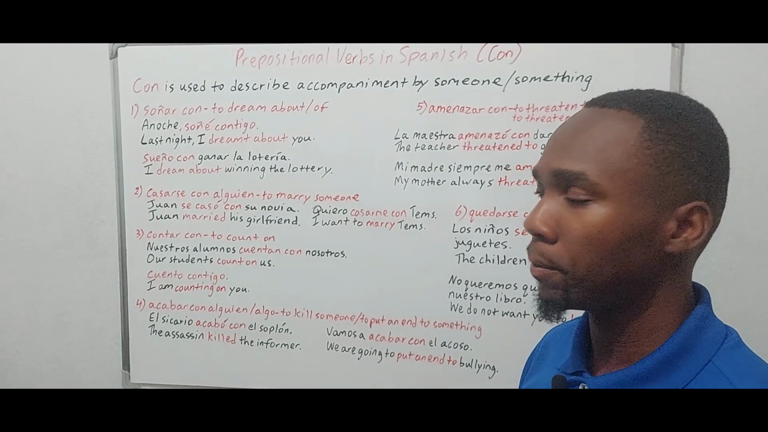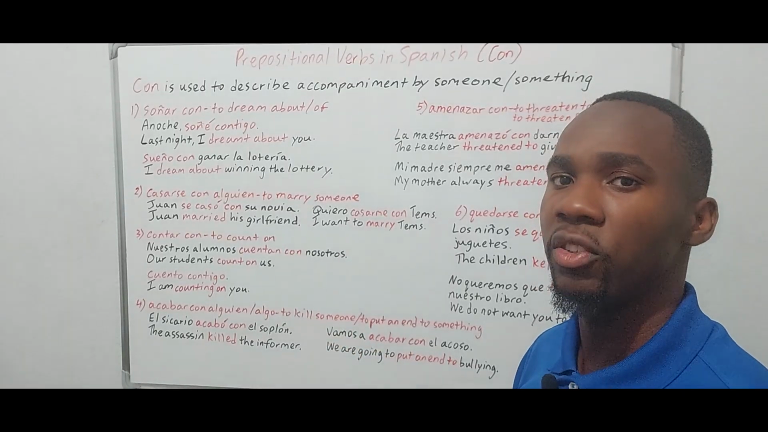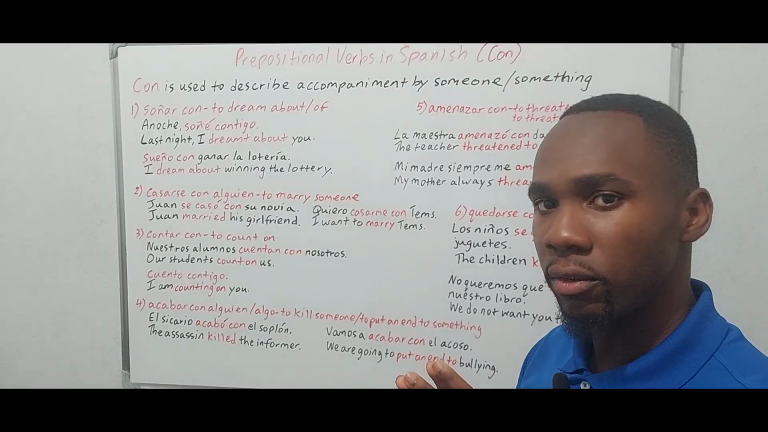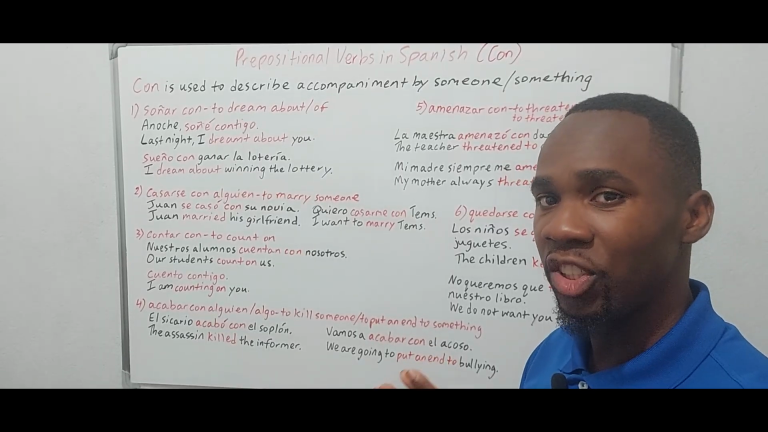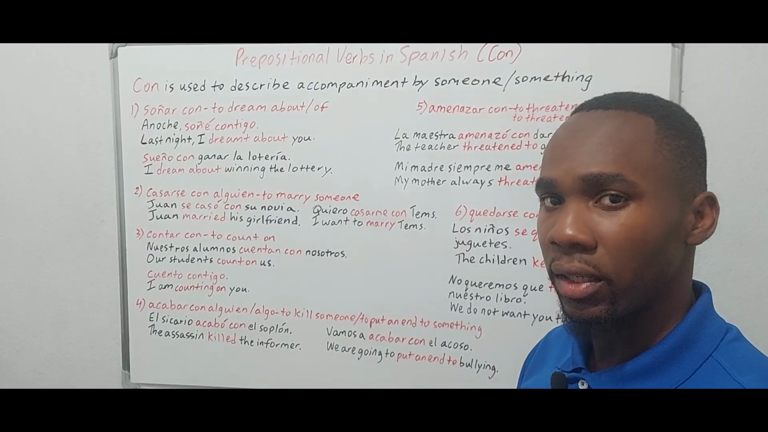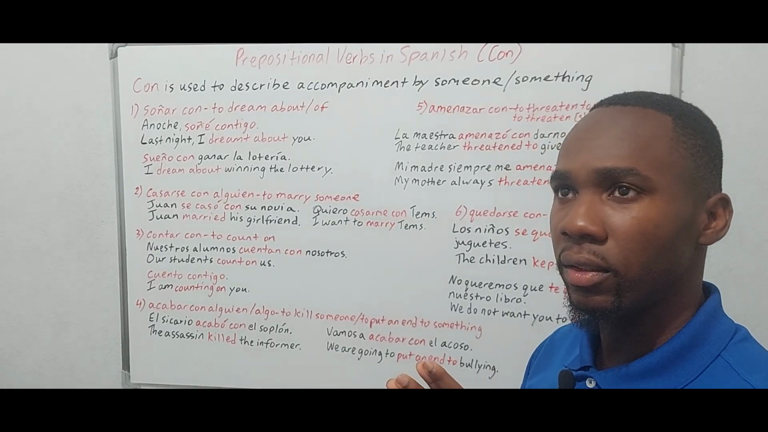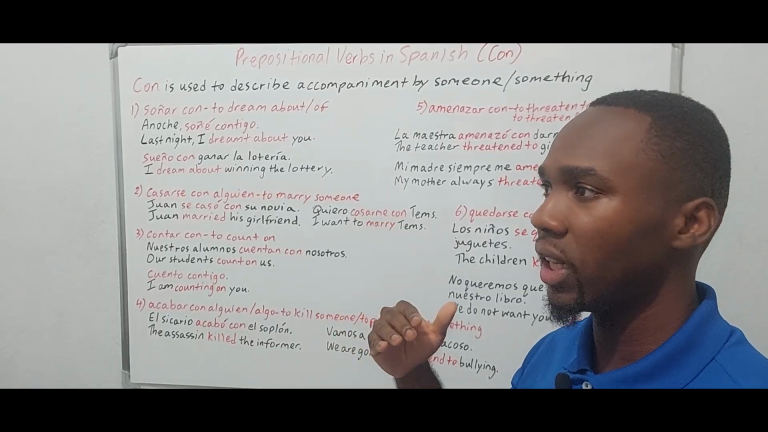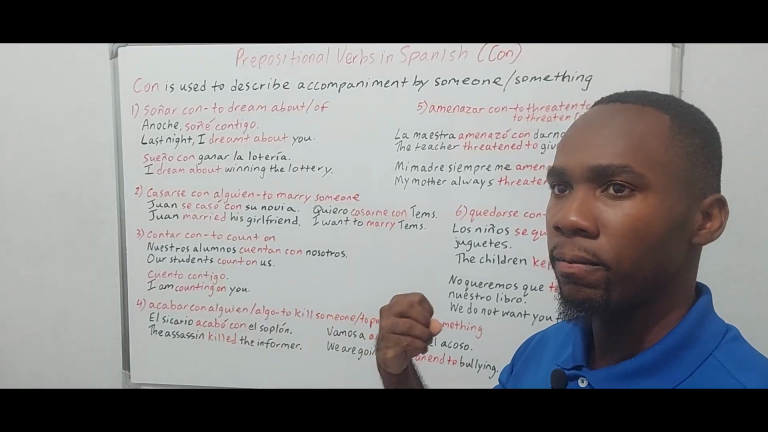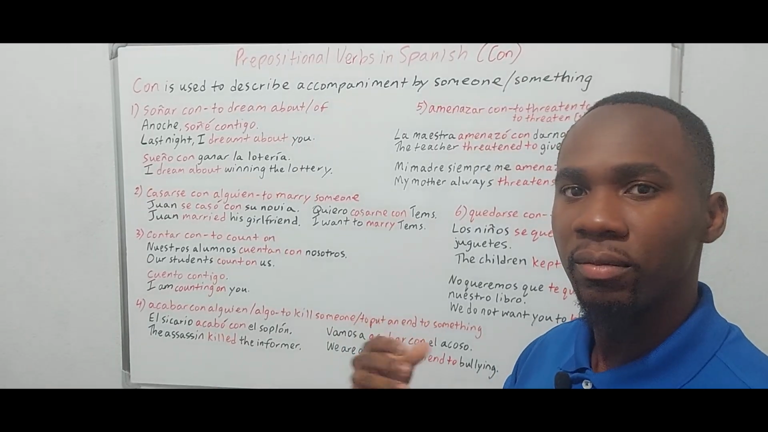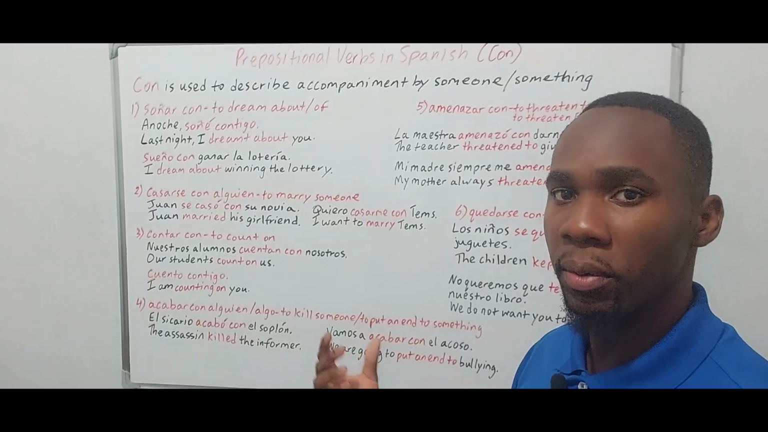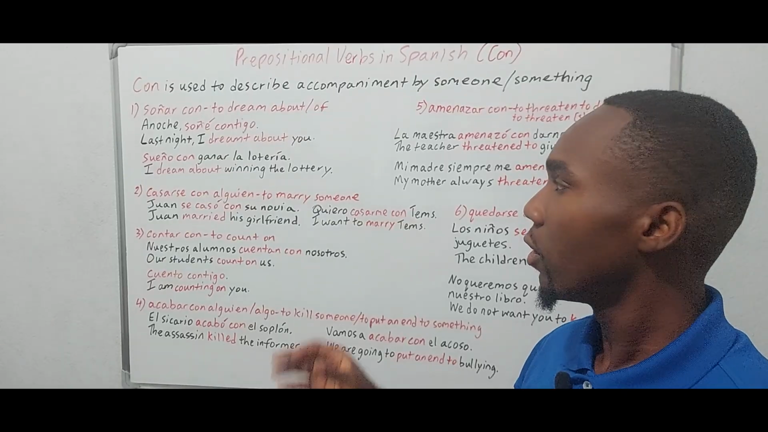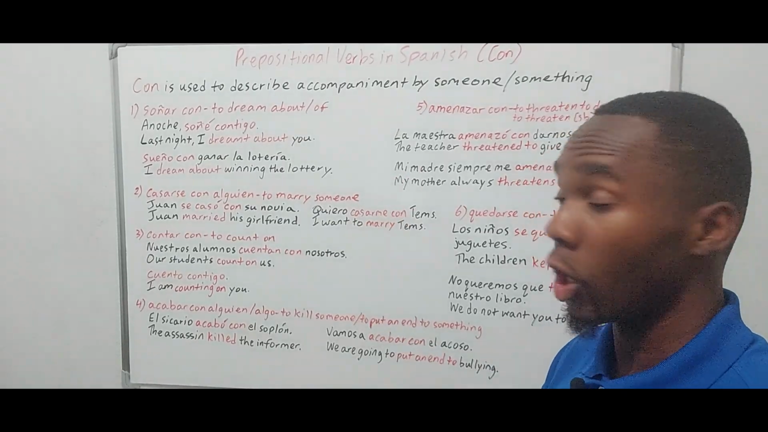con. And remember, when it comes to prepositional verbs, the meaning of the verb does not really change. Okay? The con is more of a complement. It's not something that you can add as an option. It's a complement. It completes the meaning, right? So uno.